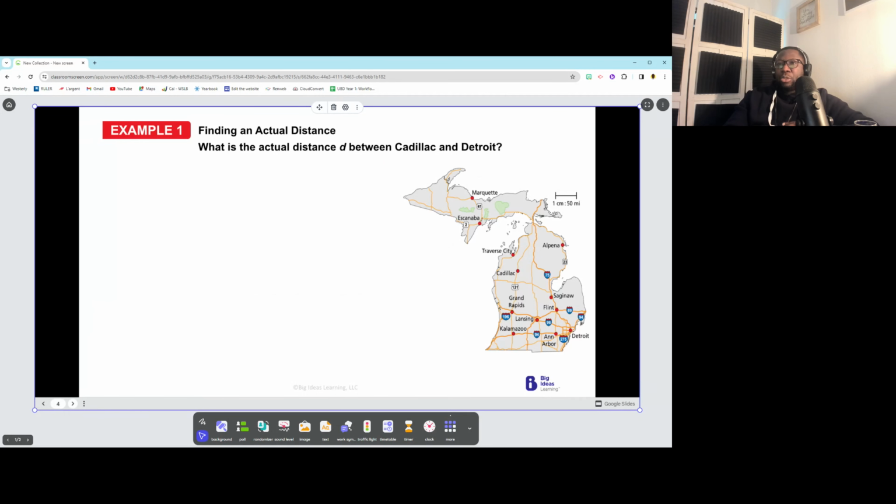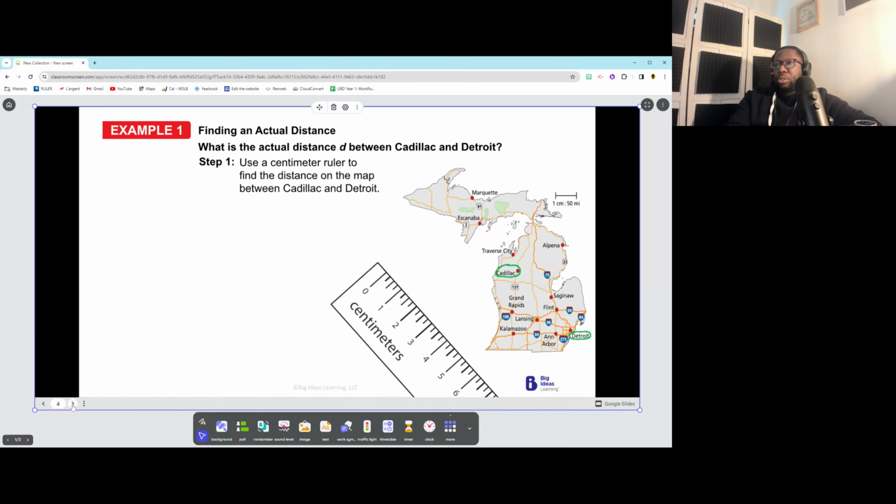So, finding an actual distance. What is the actual distance between Cadillac and Detroit? If we're looking at our map here, step 1 is to identify what we're looking at: Cadillac and Detroit. Step 2 is to use a centimeter ruler to find the distance on the map between Cadillac and Detroit. When we measure, we see that the distance is roughly 3.5 centimeters.